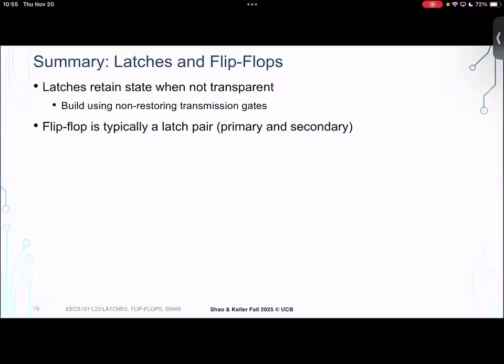All right. I know we only have a few minutes left. I'm just going to motivate SRAM as a teaser for our coming lecture after the Thanksgiving holiday. We'll get into more detail about it. So briefly summarize what we talked about so far today. We know that latches retain their state when they're not transparent, and we build them using these weird non-restoring transmission gates as well as cross-coupled inverters. We typically build a flip-flop out of a latch pair.